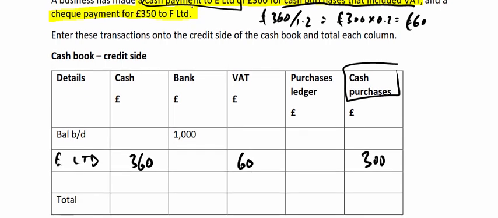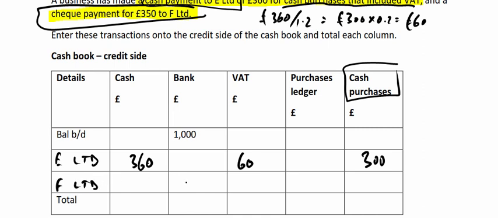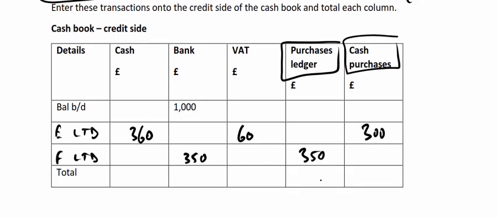We've then got the second transaction, cheque payment to F Limited. Now if it's a cheque payment, that means that the £350 is coming out of the bank balance rather than out of the cash balance. And given we're not given any information about any kind of split of VAT, I think I can assume that F Limited would therefore sit on the purchases ledger. That's presumably a credit supplier that we already made a purchase from, that we owe money to. So I'll therefore be paying the £350 to a credit supplier. So it would be treated as a purchase ledger transaction. It would be reducing what we owe that supplier.